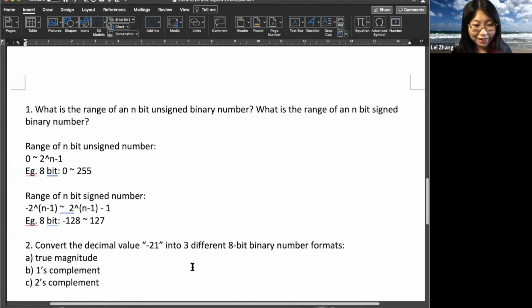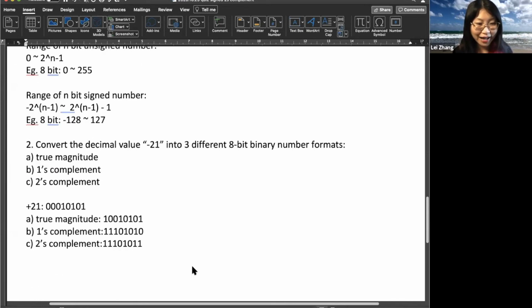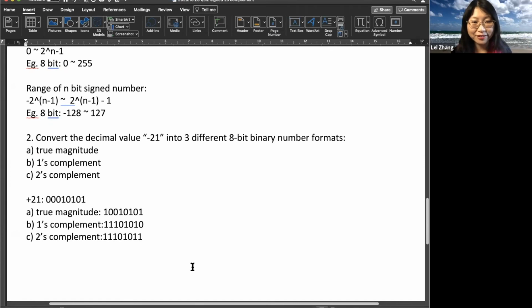So the next one is also just to test that we remember the three different forms. So convert the decimal value minus 21. So how do we do that? First step, we use binary to represent the positive magnitude of this minus 21. So plus 21 is 0, 0, 0, 1, 0, 1, 0, 1. So that is the positive value, the magnitude.